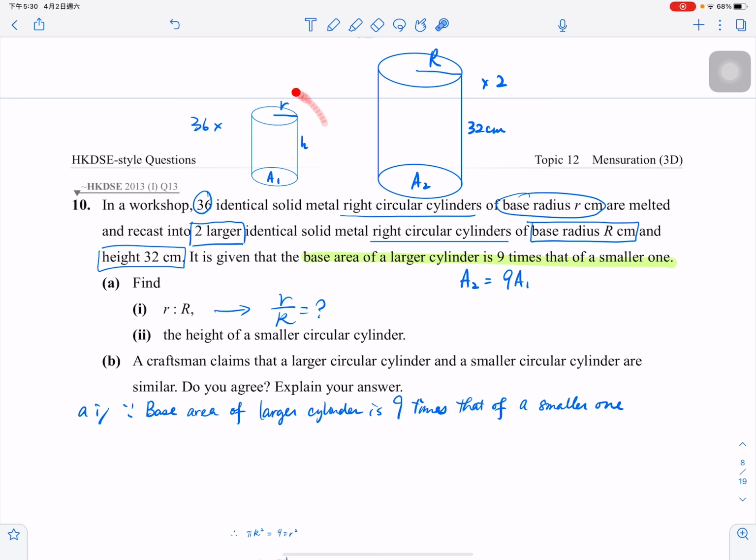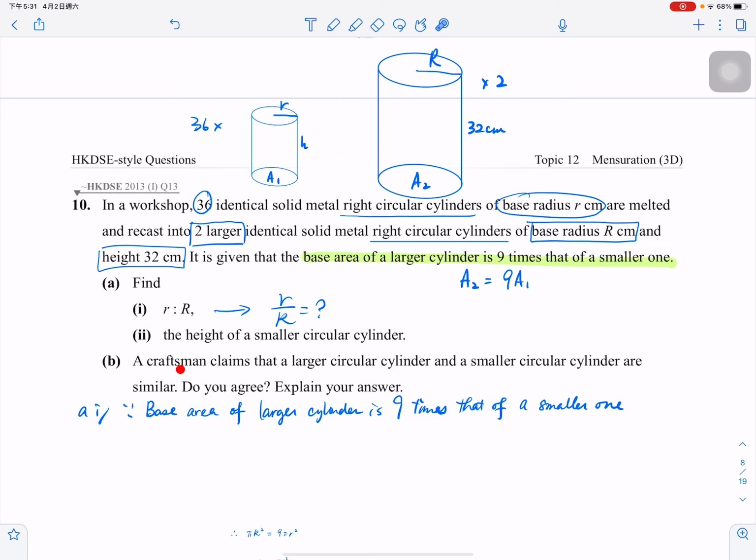Okay, all this we recast into two bigger cylinders, with the smaller base area A1 and the larger base area A2. And you know that the base areas, that means two circles, have this relation. The larger one is 9 times the smaller one. That means A2 is 9 times A1. Part A, find r to R, small r to big R. Part A2, the height of the smaller cylinder, that means here, h.